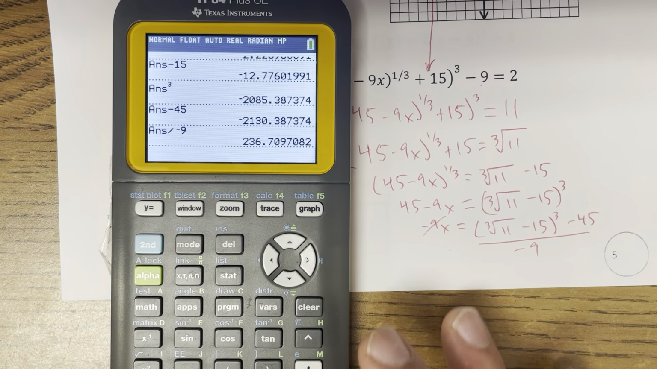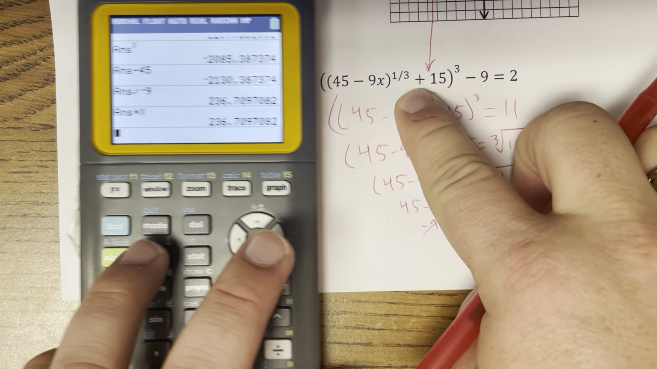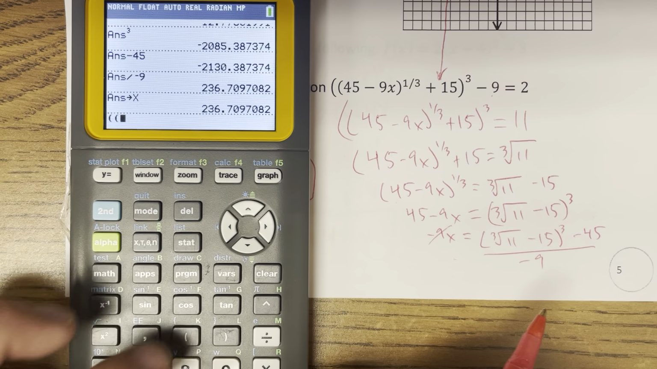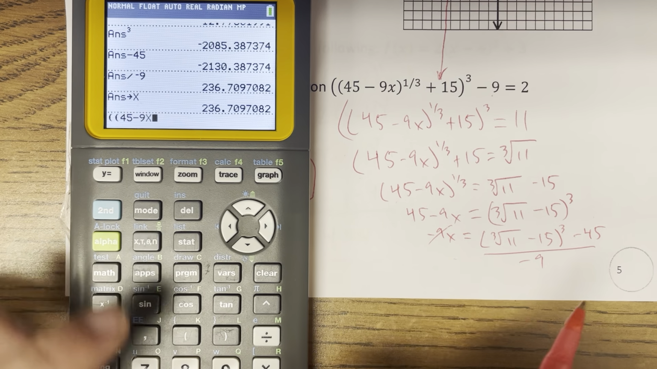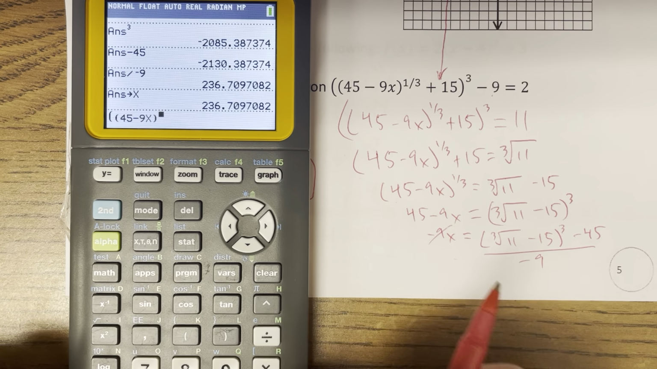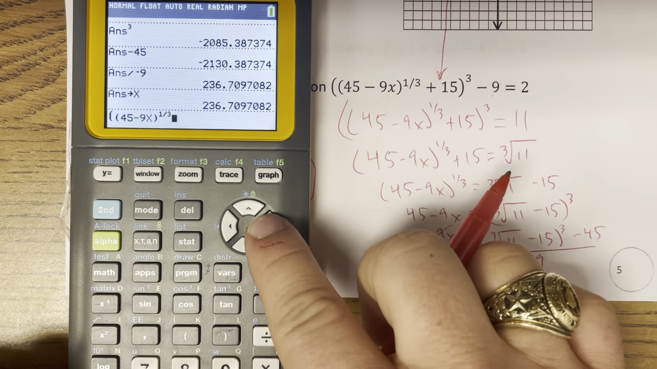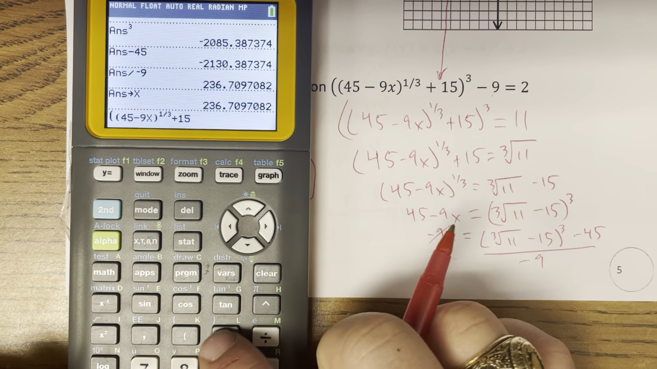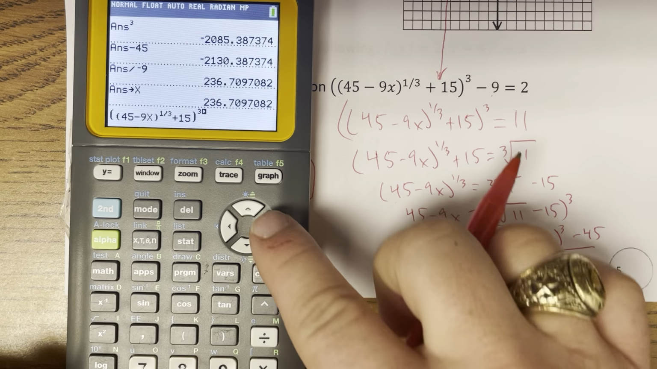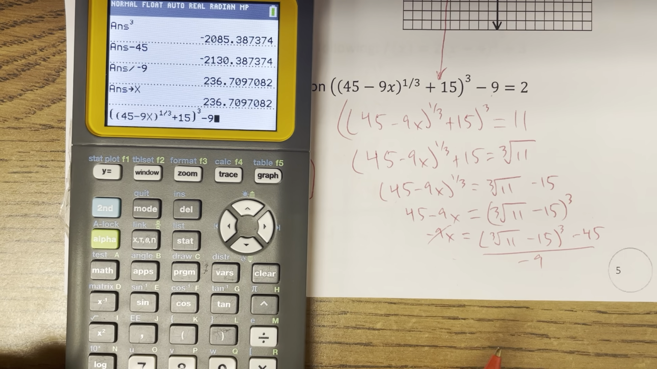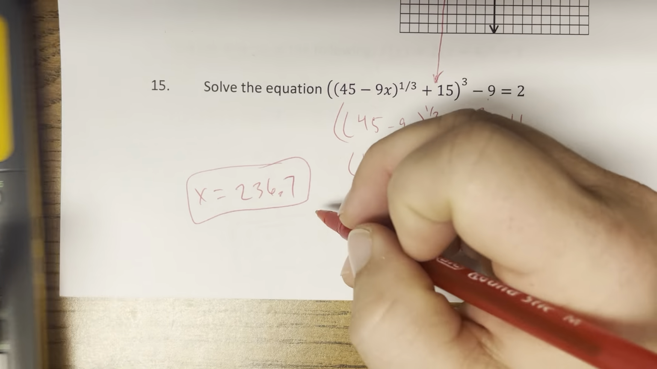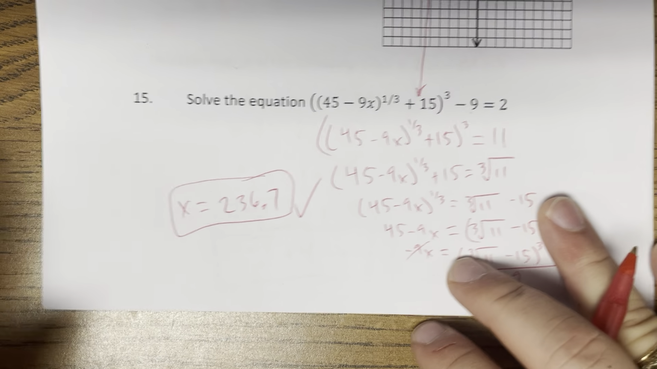And again, we can check it. One easy way to check it is we can store this as our x and then just put it into the calculator as it is. So 45 minus 9x raised to the 1/3 power plus 15 raised to the 3rd power minus 9 equals 2. And so it checked.